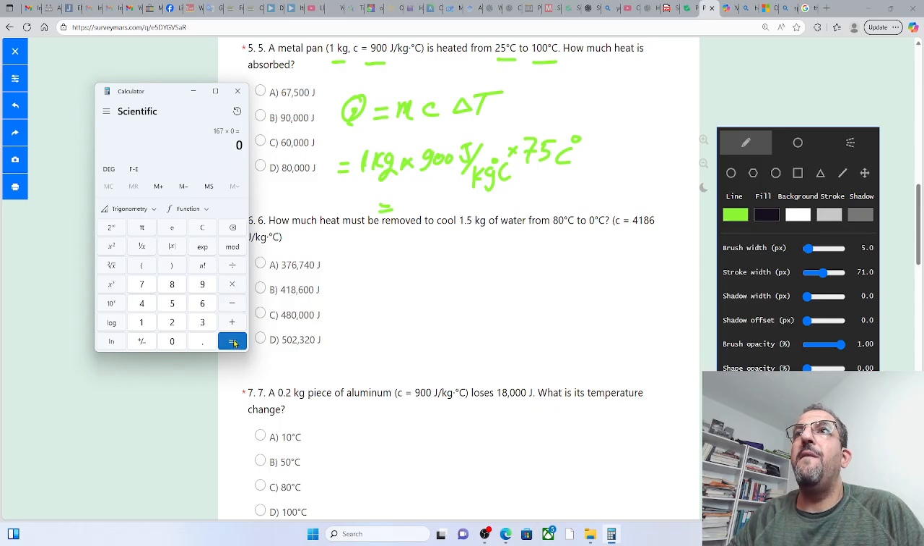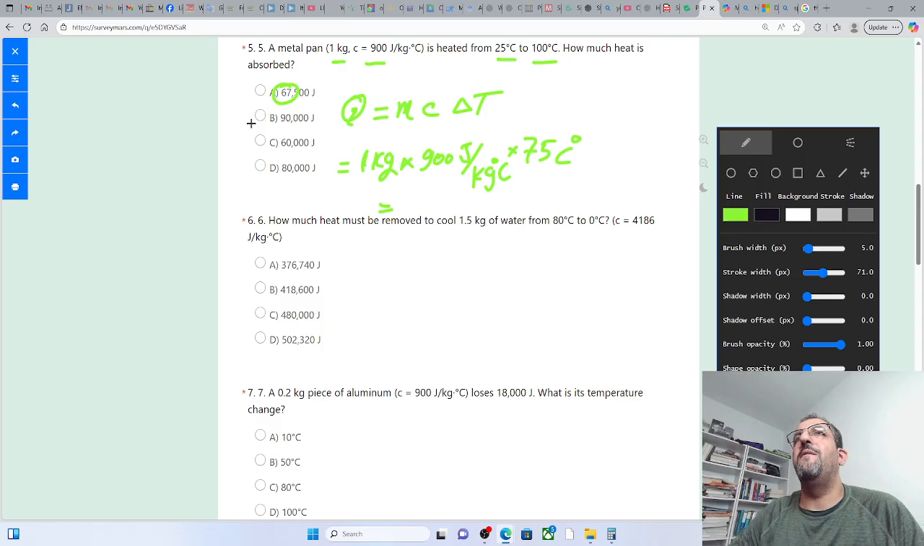And we do the multiplication, so we have 1 times 900 times 75, so that's equal to 67,500 joule. Okay, so this is the right answer.